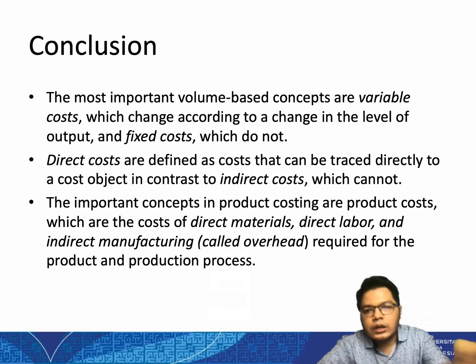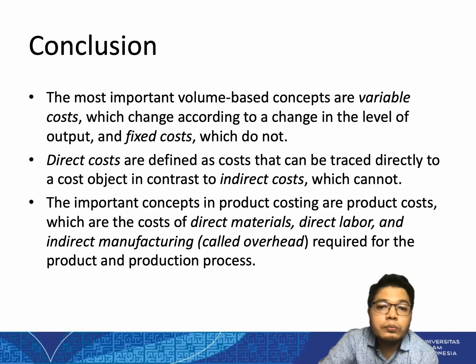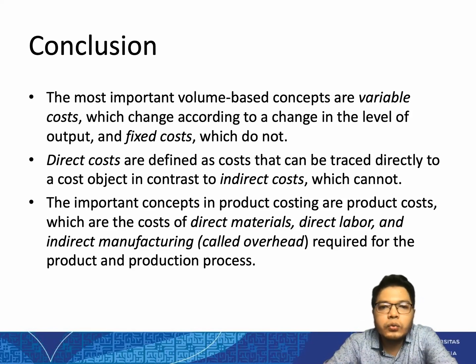So in conclusion, as you can see, we already learned about the classification of cost. The most important volume-based concept is production volume: variable costs change according to a change in the level of output, and fixed costs do not. So variable costs scale with the production volume, while fixed costs do not. Direct costs are defined as costs that can be traced directly to a cost object, in contrast to indirect costs, which cannot.